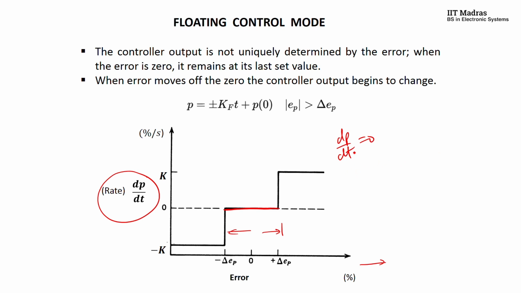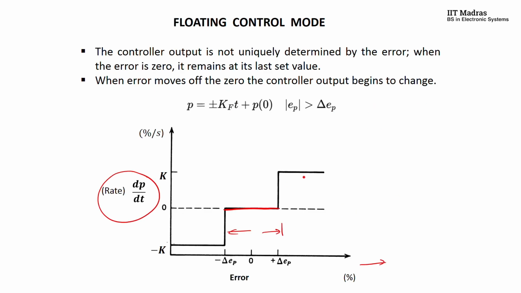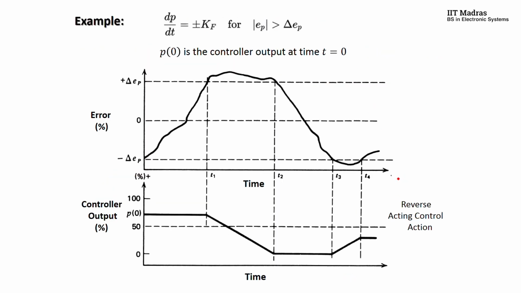So this is in some sense a stepping stone for an integral control, even though a single speed floating control mode may not be exactly replicating the integral action, but it is a good way to analyze how an integral control will work. Okay, so this is the way it works now. So let's try to understand this single speed floating control mode with the help of an error curve and the control output. So this is the error curve, and corresponding to that you have the control output here.